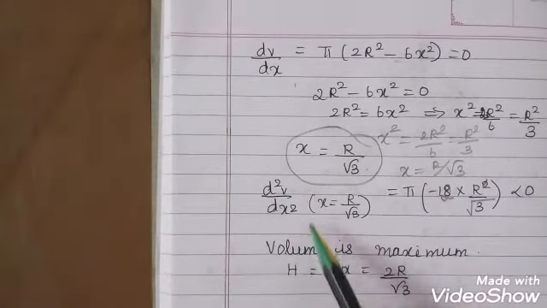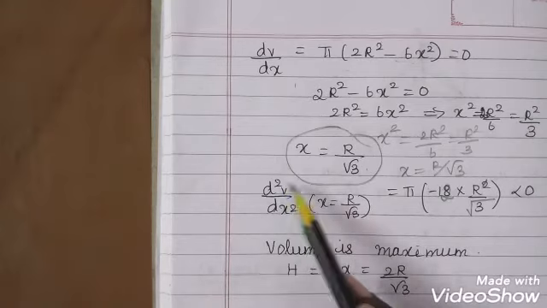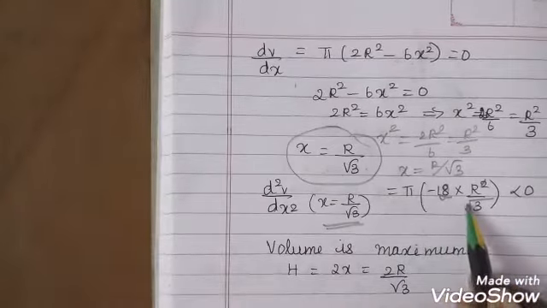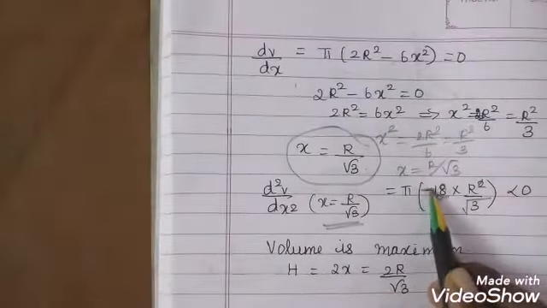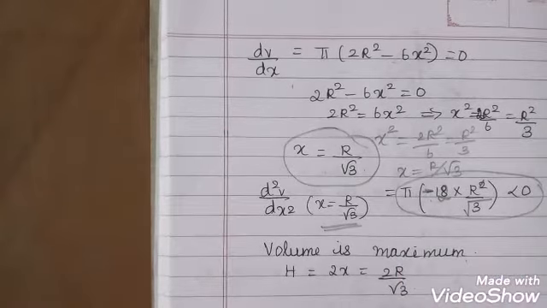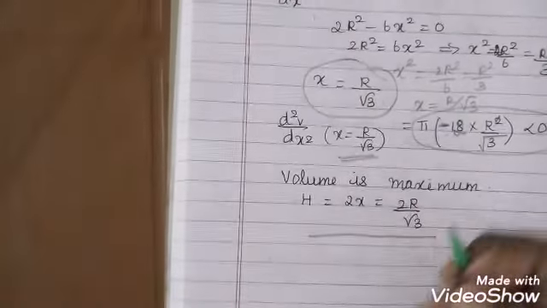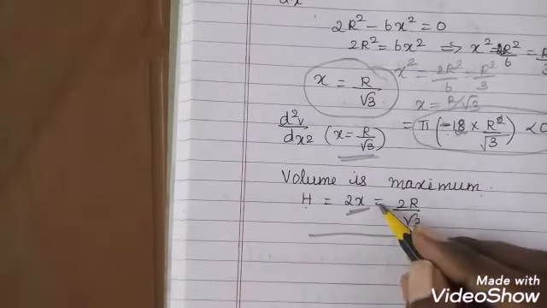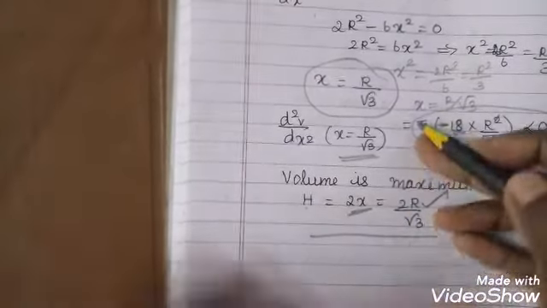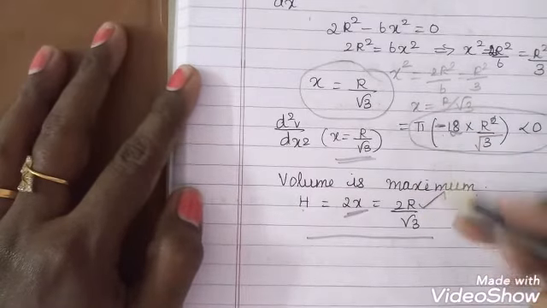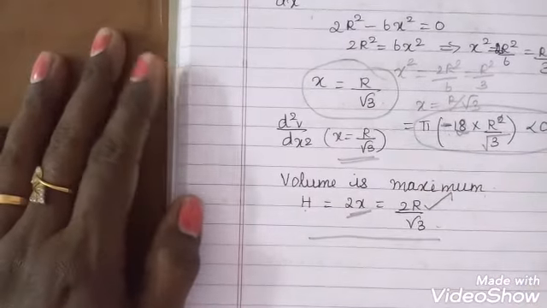Now we will see whether it is maximum or minimum here. Your d squared V by dx squared at x is equal to R by root 3 is what? Pi into minus 12x you will get. So it is pi into minus 12 into R by root 3. You have a minus sign here, so it is less than 0, and obviously it is maximum. So I need to find out the height of the cylinder. What is it equal to here? 2x I have taken here, which is equal to 2R by root 3, because your x is equal to R by root 3. Therefore, you write it to be equal to 2R by root 3. Got it?